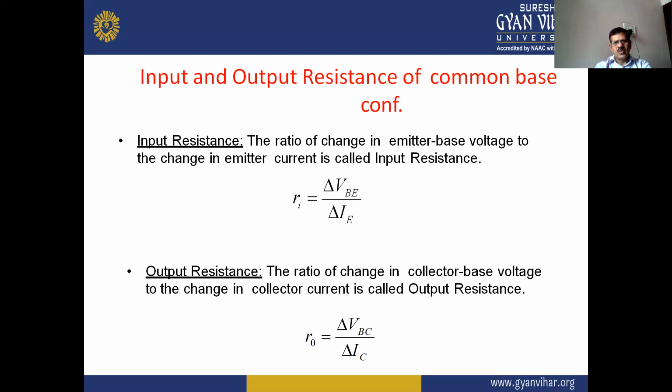And what is the output resistance? Output resistance can also be found with the help of the output characteristics of the common base configuration. The ratio of change in collector base voltage to the change in collector current is called output resistance. So output resistance Ro equals change in base to collector voltage to change in collector current. So these are the formulas of input resistance and output resistance for the common base configuration.